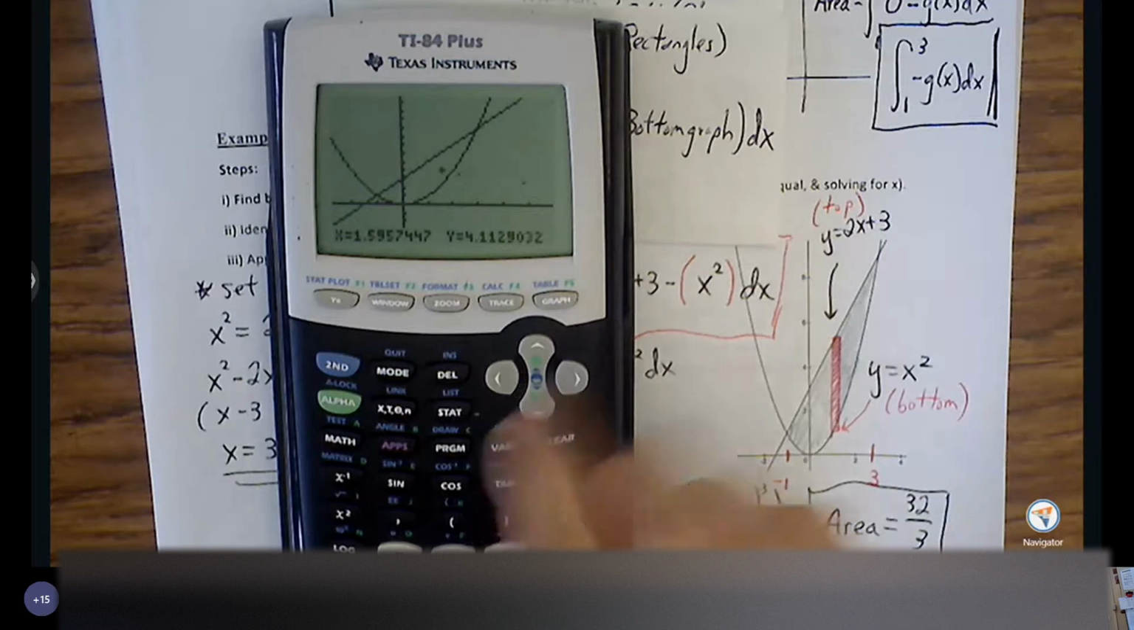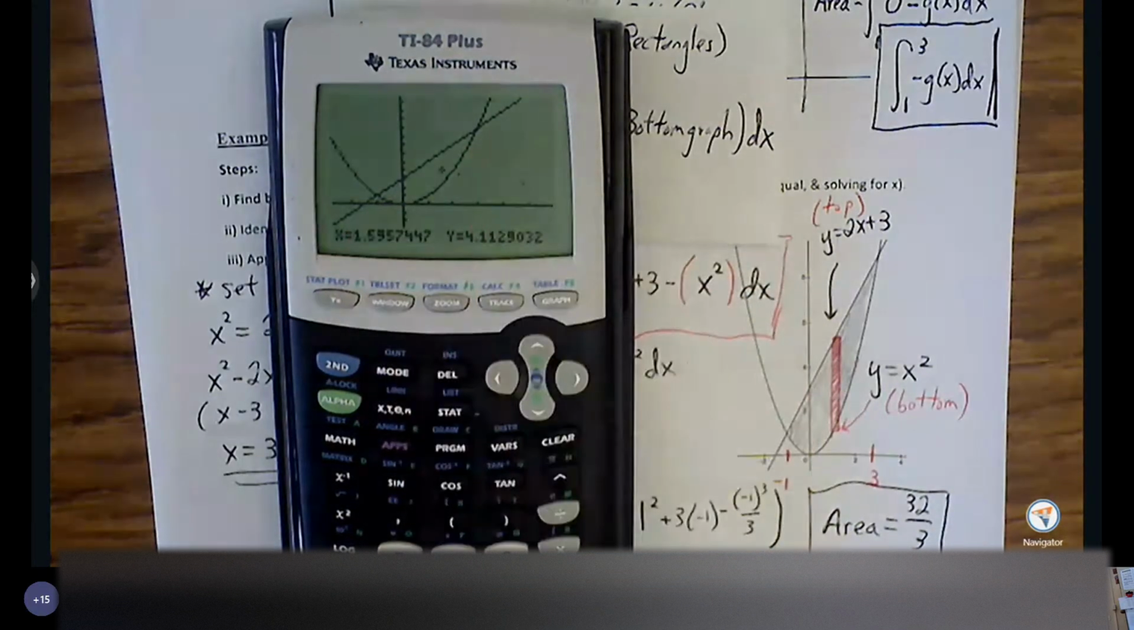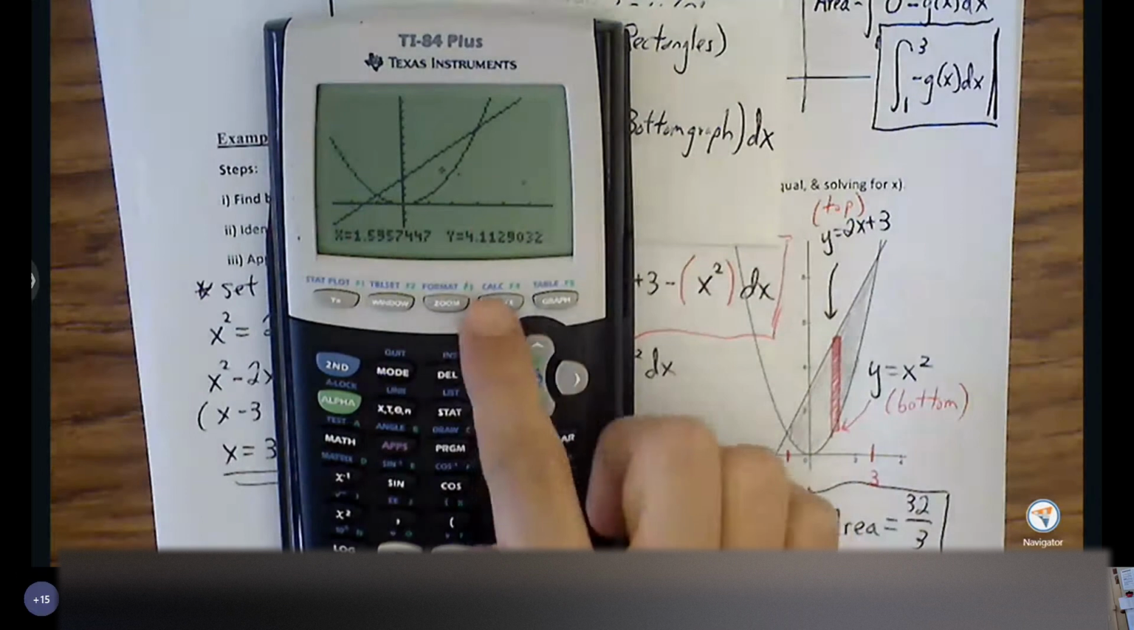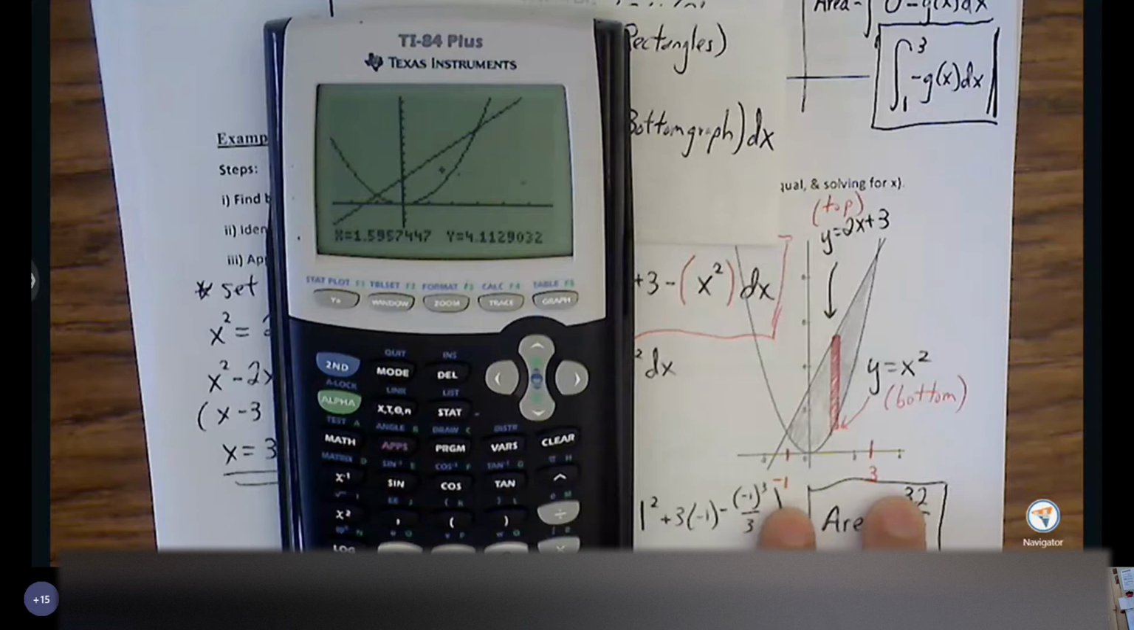Okay, so now I've got a very clear view of my intersections. It's fairly zoomed in. Now I'm going to look for my intersecting points. We solved by hand to be -1 and 3, but we're going to use the calculator to find it for us.